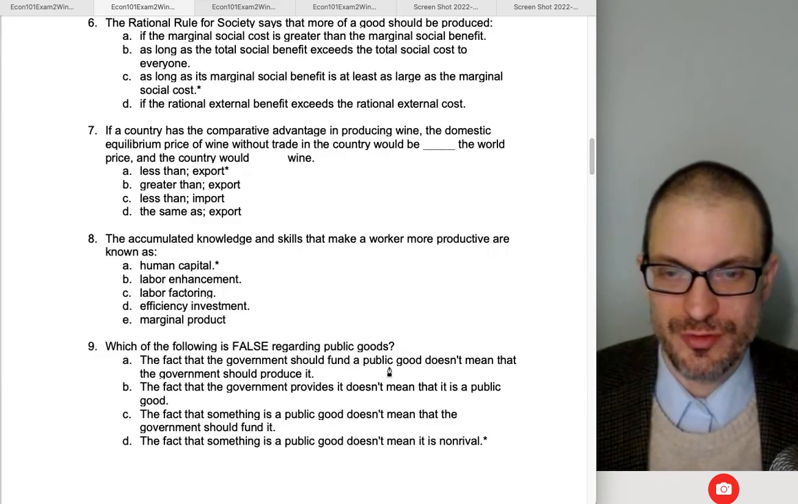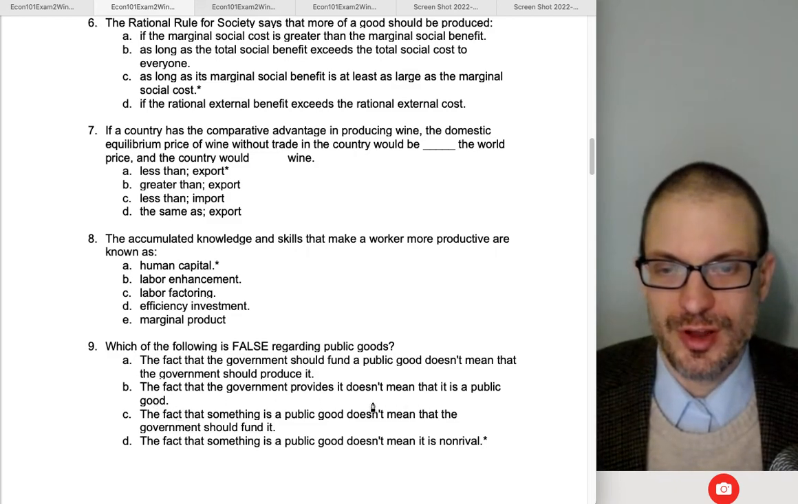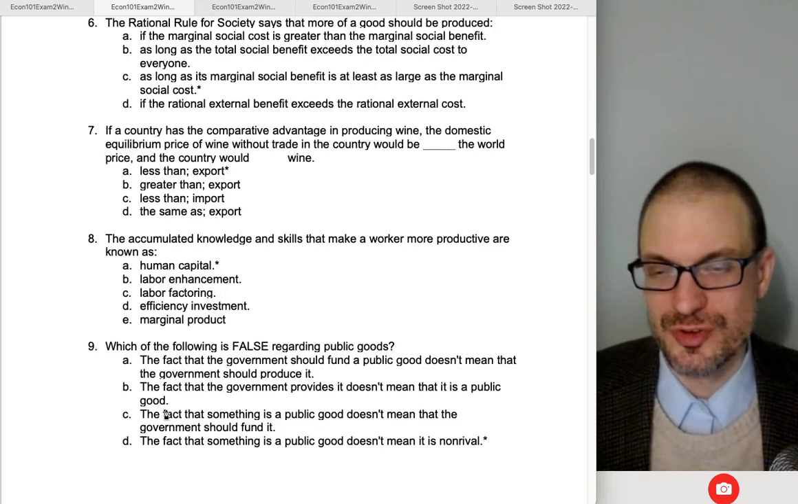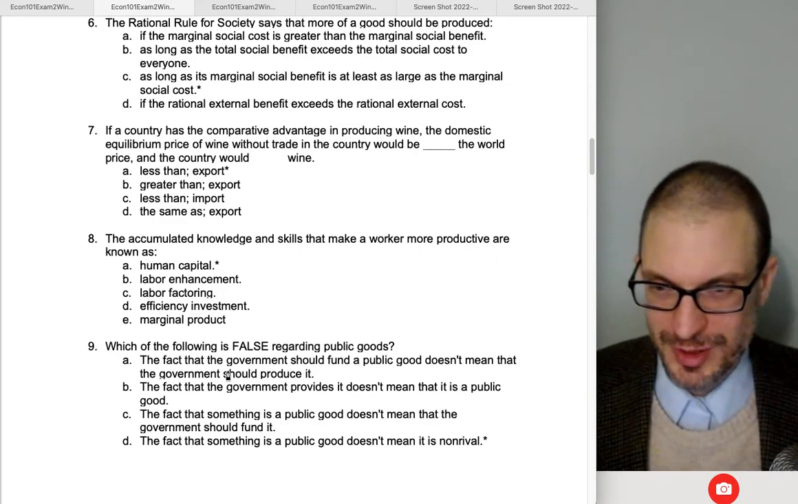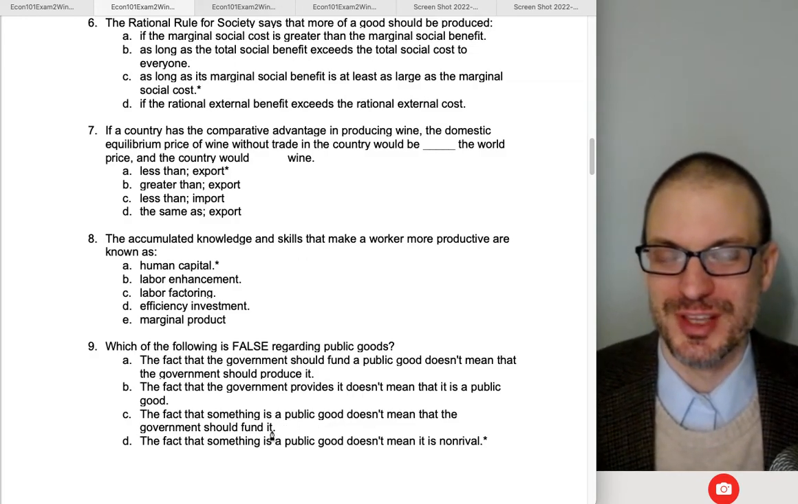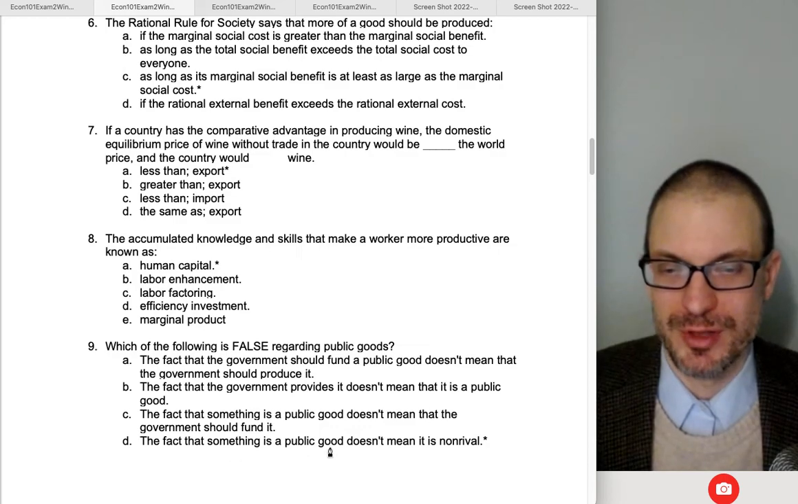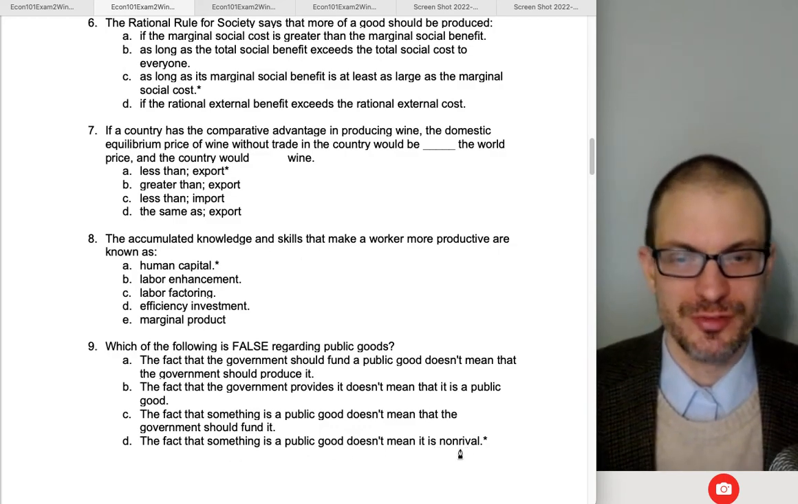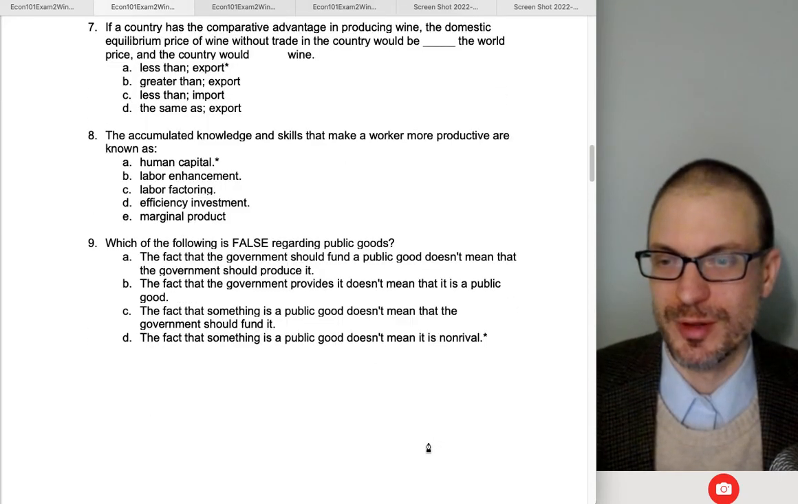Which of the following is false regarding public goods? The fact the government should fund a public good doesn't mean the government should produce it. No, that's true. The fact the government provides it doesn't mean it's a public good. That's true as well. The fact that something is a public good doesn't mean the government should produce it. Okay, yeah. The fact that something is a public good doesn't mean the government should fund it. Yeah, so also true. The fact something is a public good doesn't mean it's non-rival. No, that's false, because by definition, a public good is non-rival and non-excludable.